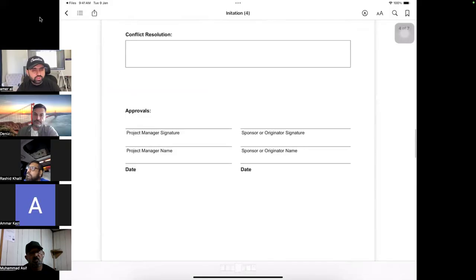Then the approval, who is going to sign? Normally, it is signed by governance, board members, or at minimum the sponsor and the project manager. The project manager must sign the charter, even if he comes later on in the organization, because he has accepted that he is going to do it. Rashid sir, does that make sense to you?